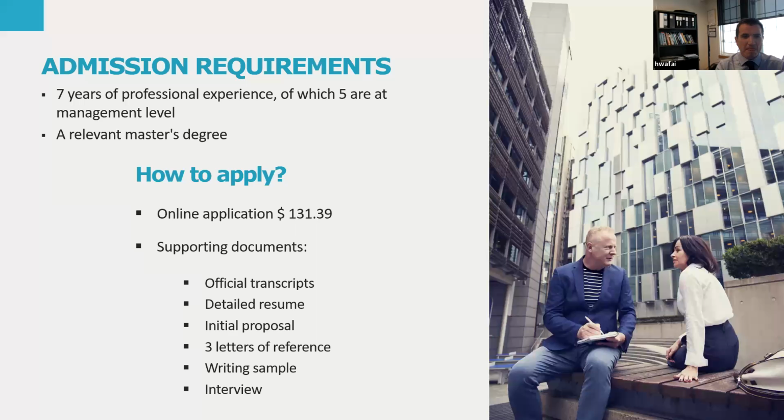Okay, I'm going to move on. So, admission requirements, as we discussed: 7 years of professional experience, of which 5 at management level, and a relevant master's degree. How to apply? The online application is $131.39, very particular here. There are certain supporting documents that you need to submit. What we're going to emphasize today is the initial proposal, and that's our topic today. Any questions so far?